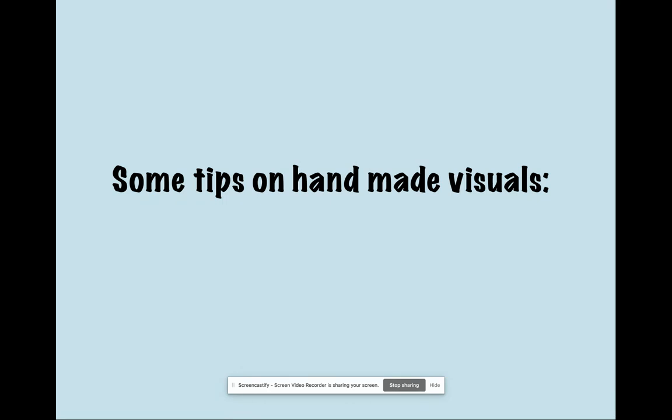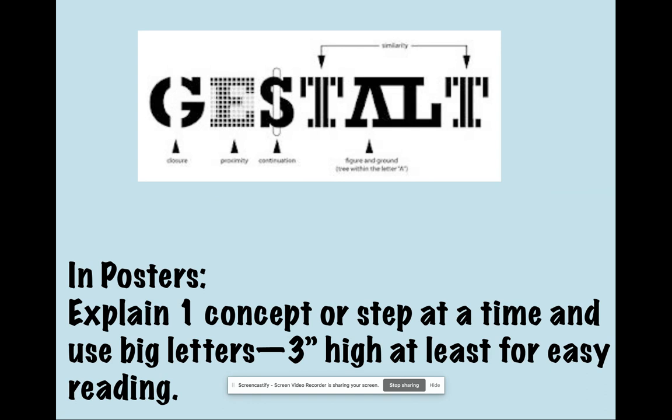Okay, if you're going to hand make your visuals, I have some tips for you. The first, if you're making a poster, don't try to explain more than one concept or step at a time. Use big letters, 3 inches high, at least. And I'm not kidding when I say 3 inches high, right? If you're sitting at the front of the art ed room, really close to the computer desk, and there's a visual that's on Steve's office door, if those letters aren't 3 inches high, you're going to be squinting and trying to read it. And you're a grown-up who knows how to read, right?